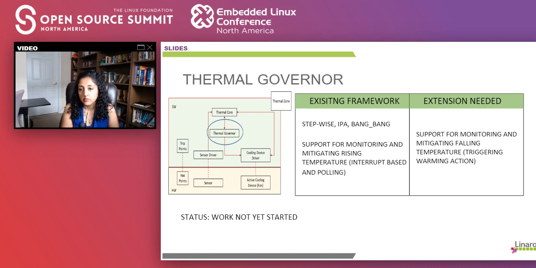Whereas the extension that we would like to see in the thermal governor is support for monitoring and mitigating falling temperature, which would mean that the governor should monitor whether the temperature is falling below the stated cold trip point, and if it is, it should trigger the warming action as specified. So it could be a separate governor. It need not be any of these governors that already exist in the kernel. But our proposal here is to extend stepwise to do this, because we think that the stepwise governor is fairly straightforward and can handle this.